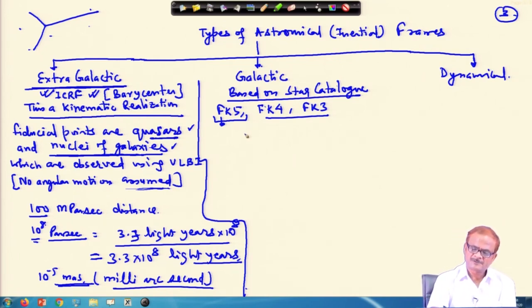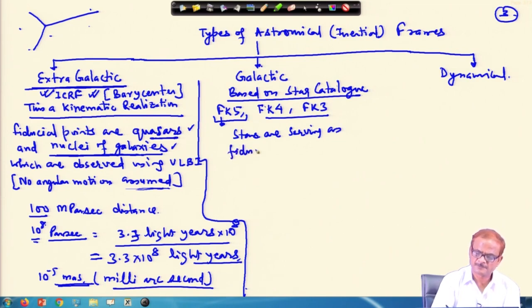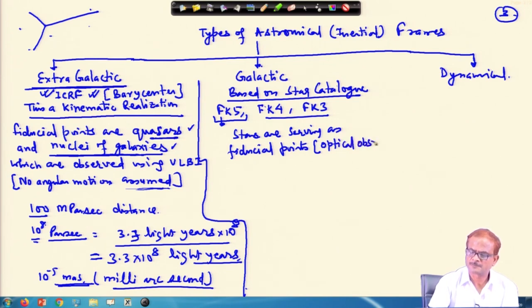Here a number of stars are observed. Stars are serving as fiducial points, and these are obtained through optical observation.